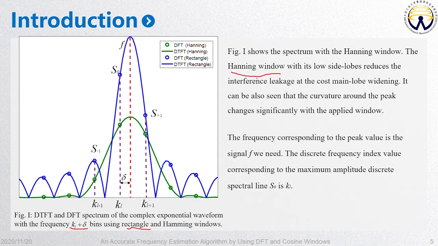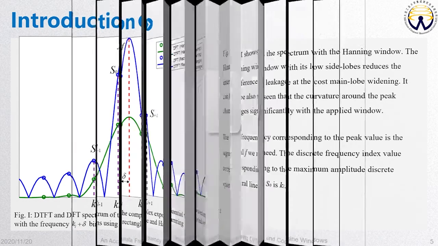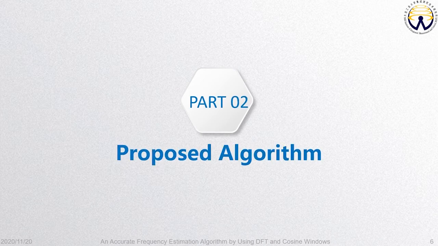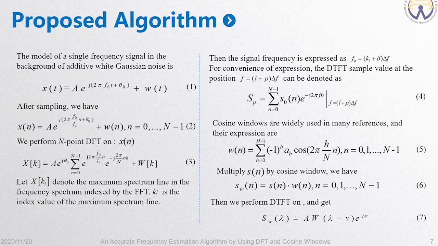It can be seen from Figure 1 that the closer the calculated spectral line is to the signal frequency, the greater the amplitude of the spectral line and the less it suffers from noise. This part mainly describes an interpolation frequency estimation algorithm based on DFT and cosine windows.